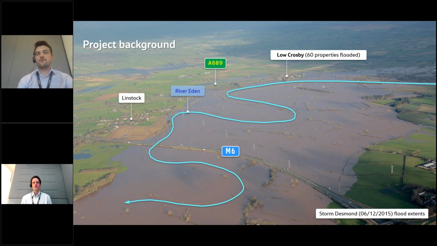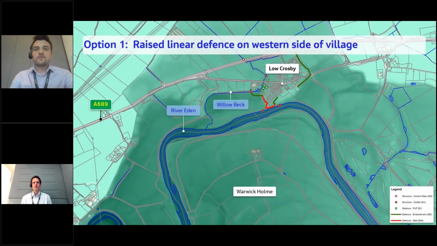So that's the problem: significant fluvial flood risk from the River Eden. So the question is, what are we going to do to reduce that flood risk, bearing in mind that the village does have quite a decent standard of protection already from an existing flood defence? The first option on the table to further reduce that flood risk was to develop that raised linear defence solution further.